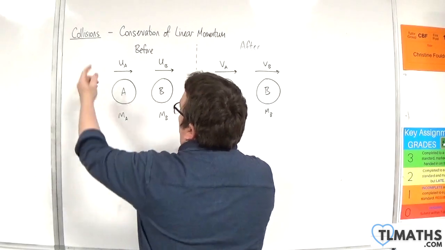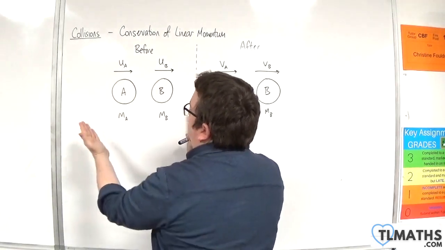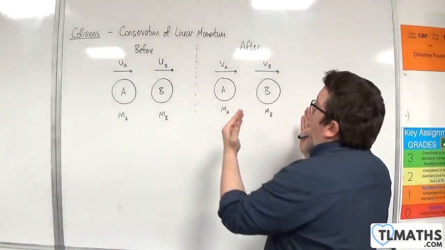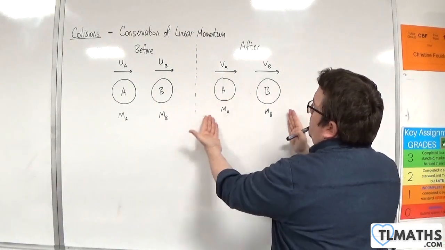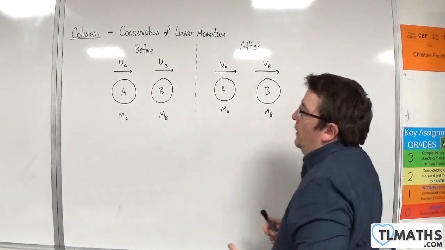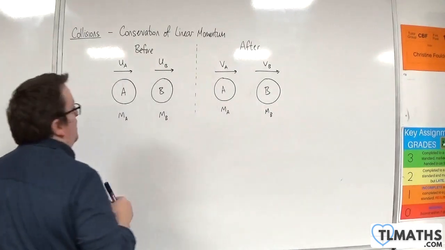This is a very standard way of setting out a collisions problem, where you have a before with the two particles and the arrows identifying the direction of their velocities, and an after where you have the same two particles but now after the collision. Okay, so this is a very standard way of doing it.